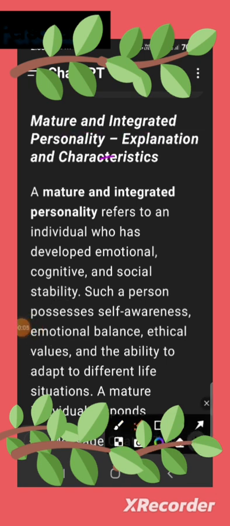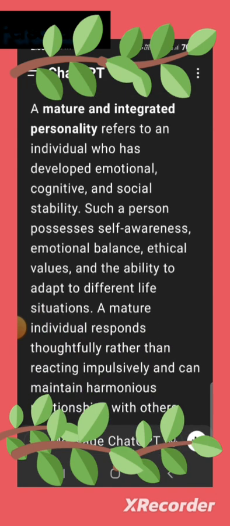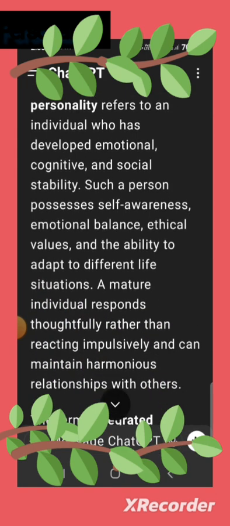Mature and integrated personality. A mature and integrated personality refers to an individual who has developed emotional, cognitive, and social stability. Such a person possesses self-awareness, emotional balance, ethical values, and the ability to adapt to different life situations. A mature individual responds thoughtfully rather than reacting impulsively and can maintain harmonious relationships with others.